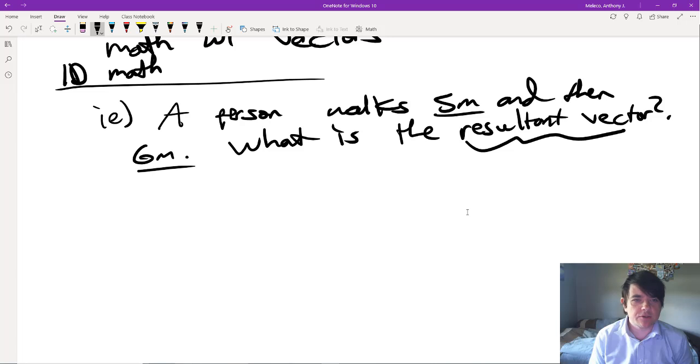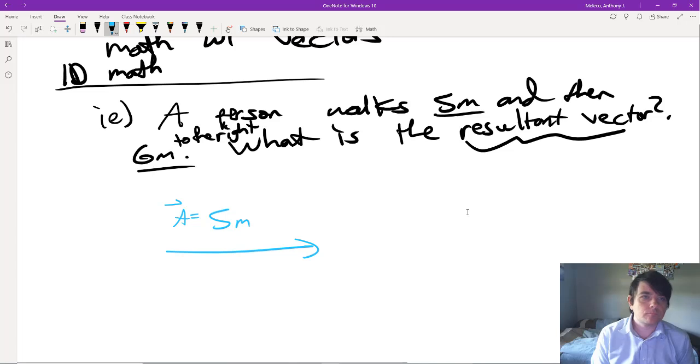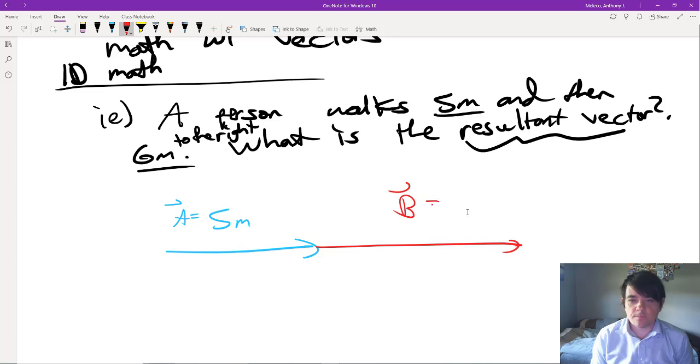This actually doesn't give us direction, so I'm going to real quick just add to the right. That way it's very explicit. So we've got someone walking 5 meters. We'll just call this vector A. And then we've got vector B. And we want to know what is the resultant vector. So the resultant vector is going to be A plus B. Let's just call the resultant vector C in this case.